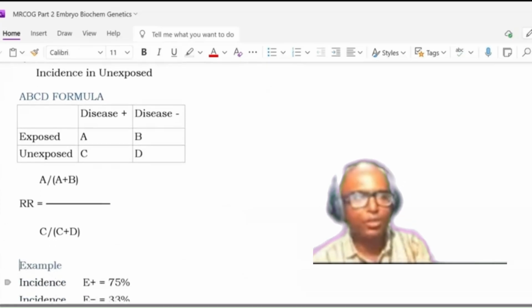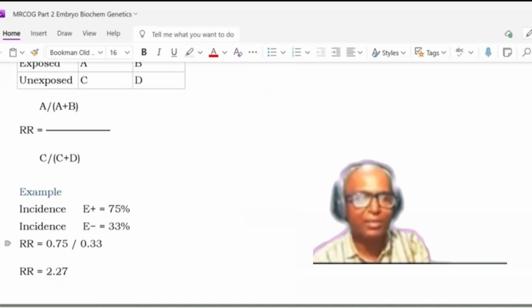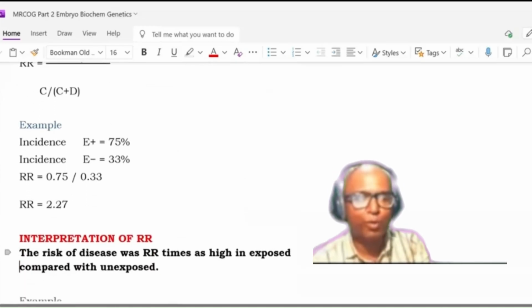Okay, so incidence, what we calculated in the exposed group, was 75%. Incidence in the unexposed group was 33%. Okay, so relative risk will be 0.75 divided by 0.33. So it will be 2.27.